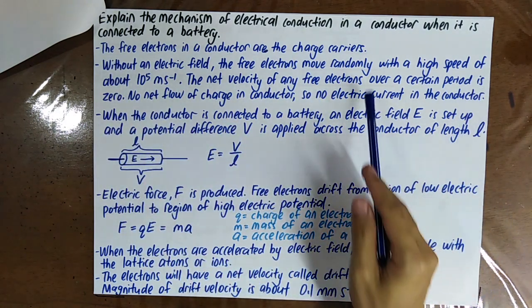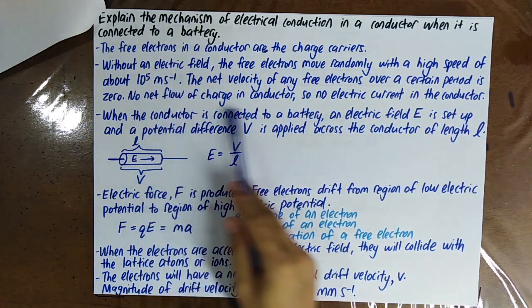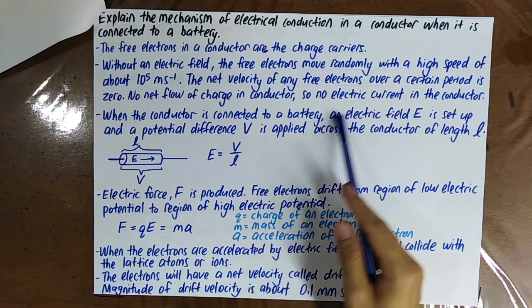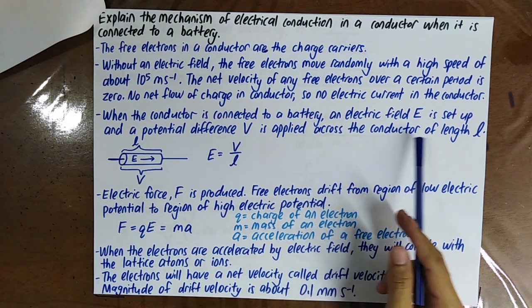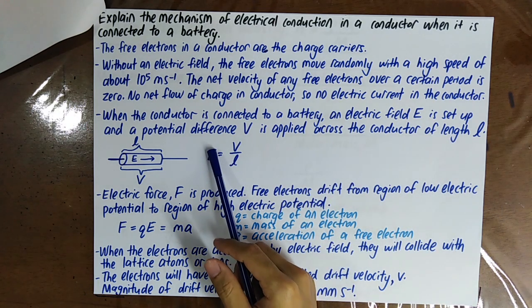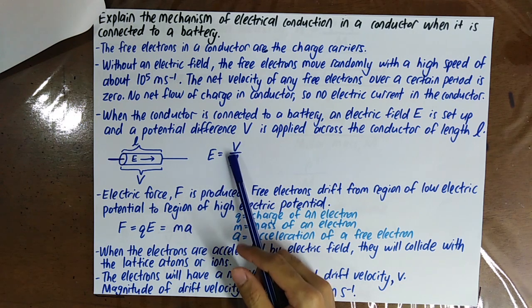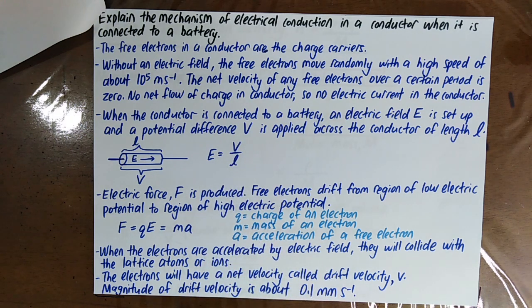However, when the conductor is connected to a battery, an electric field is set up, and a potential difference V is applied across the conductor of length L. You know that the electric field equals the potential difference over the length of the conductor, E = V/L. An electric force F is produced, and free electrons drift from a region of low electric potential to a region of high electric potential. F equals QE, from the definition of electric field strength. F equals ma, from Newton's second law.